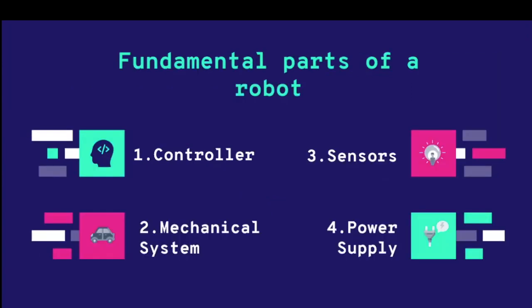Okay, so we basically talked about the four main parts of a robot. So they are actually the controller, and then the second type is the mechanical system, and the third type is the sensors, and the last is the power supply. So these are the four main parts of a robot.